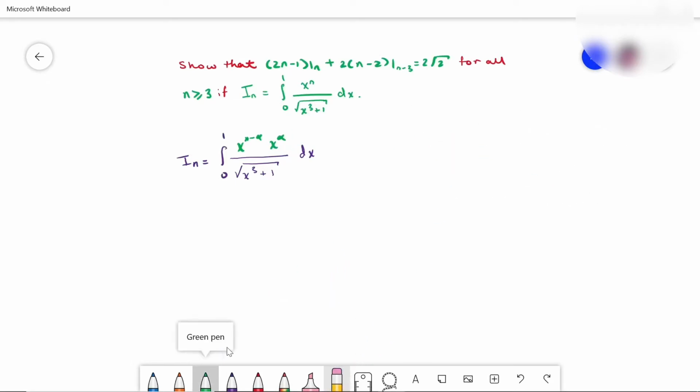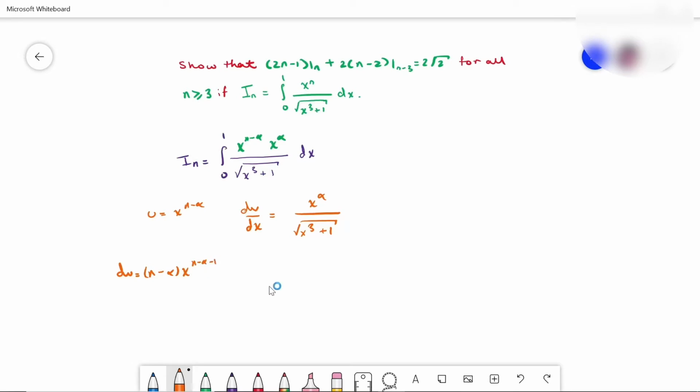So again, whenever we're applying integration by parts, the x with the variable n in it is usually the u. So let's try u equals x to the n minus alpha. And dv by dx is whatever's left over. So x to the alpha divided by the square root of x cubed plus 1. du can be evaluated easily. It's just n minus alpha times x to the n minus alpha minus 1.